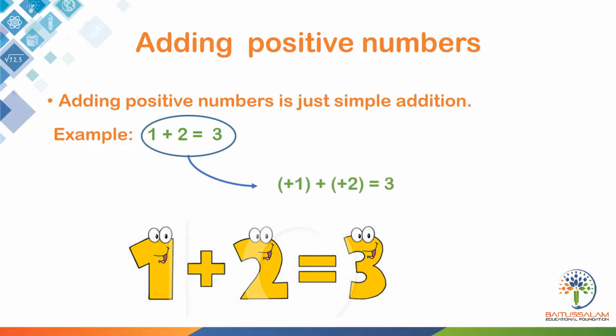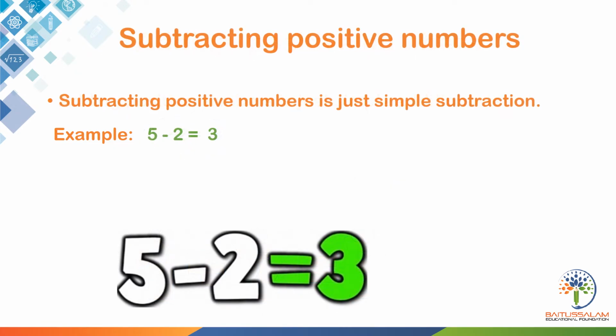In both the cases we get the same answer, that is 3. Subtracting positive numbers. Subtracting positive numbers is also as simple as subtraction as shown in the above example. Subtracting 2 from 5 is just like subtracting +2 from +5. In both the cases we get the same answer, that is 3.